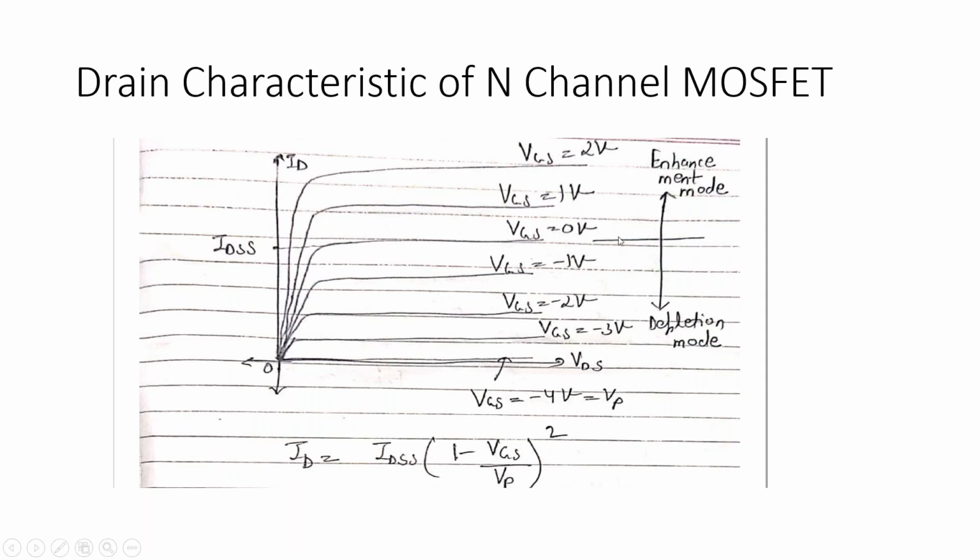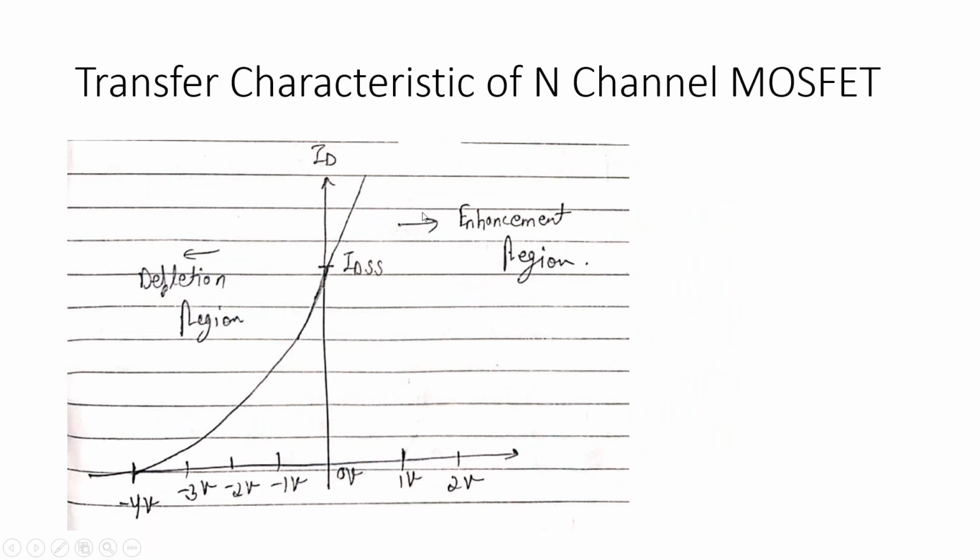Above 0 volt, when positive VGS is applied, this is known as enhancement mode. Below 0 volt, when negative voltages are applied, this is known as depletion mode. This is the transfer characteristic of N-channel depletion MOSFET. The transfer characteristic is a curve between ID and VGS. Here on the x-axis there will be VGS.